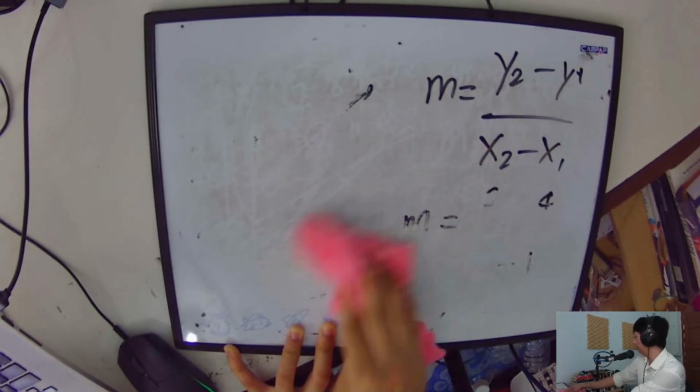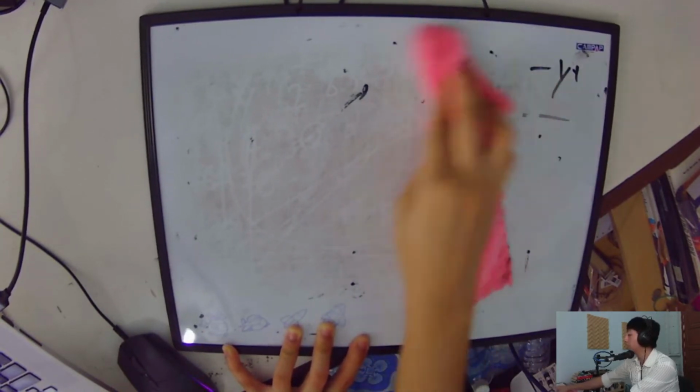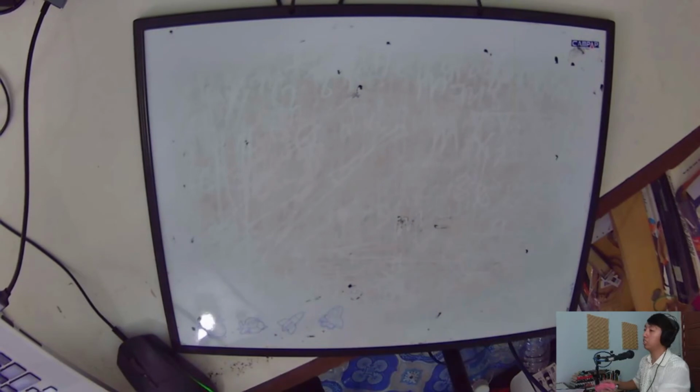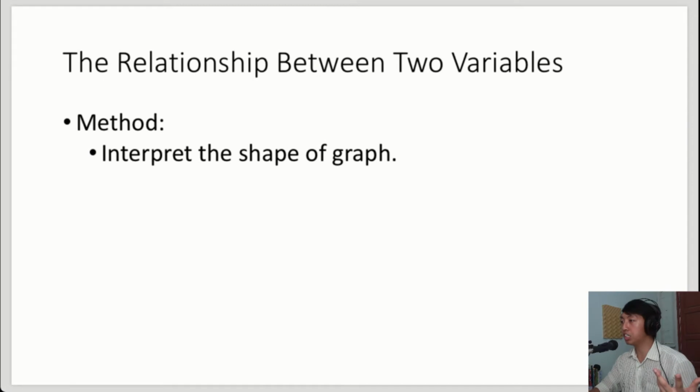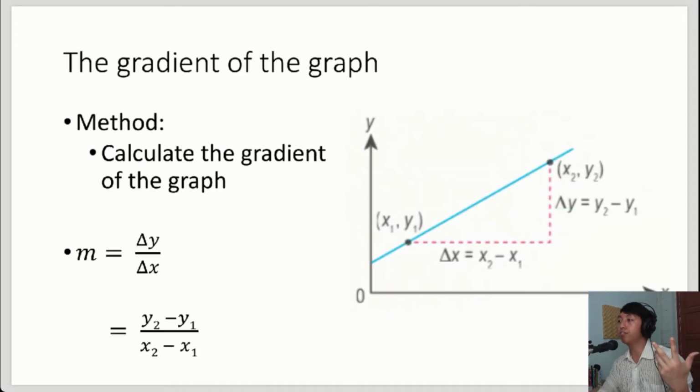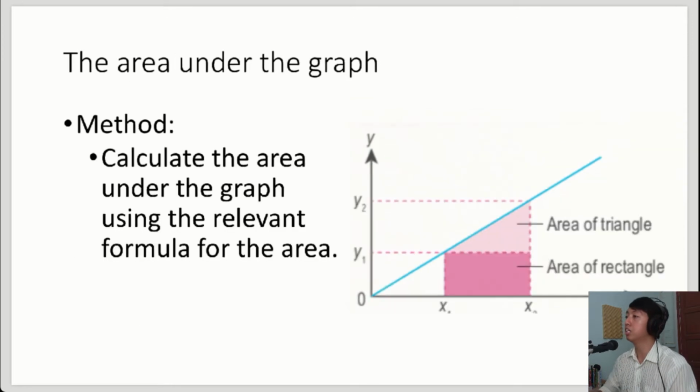Let's go back to the aspects that we need to study. Alright, where was I? Okay, so relationship by looking at the shape of the graph, gradient of the graph by calculating using this formula. Next is area under graph.